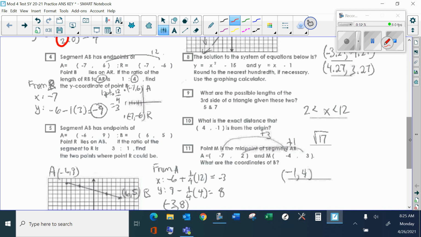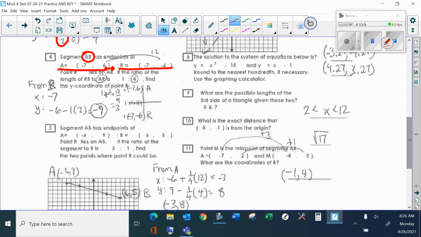Notice segment AB. So A and B are the endpoints. It has endpoint A, and instead of giving the other endpoint B like it has, it's giving you R instead. And then B, we have to find where B is. Point B lies on line AR.